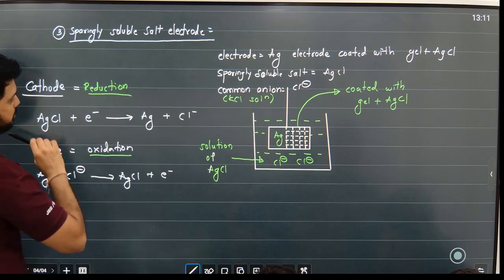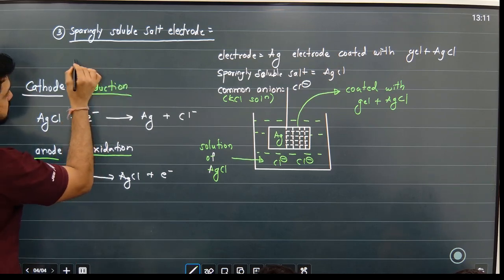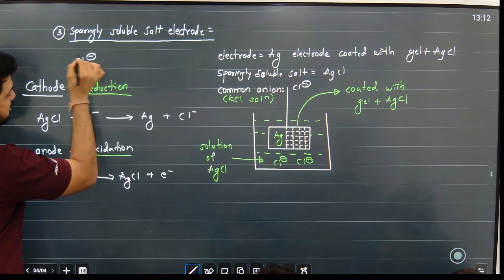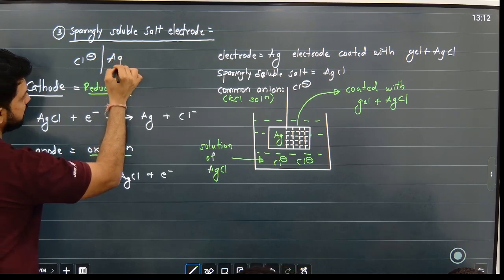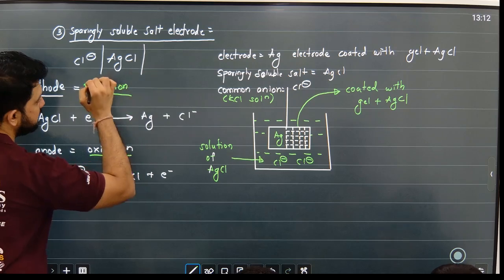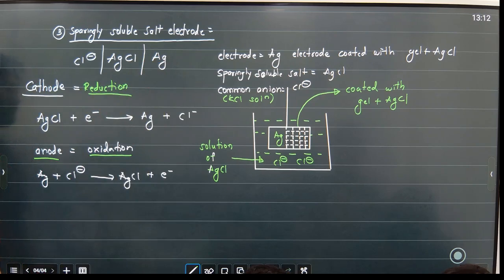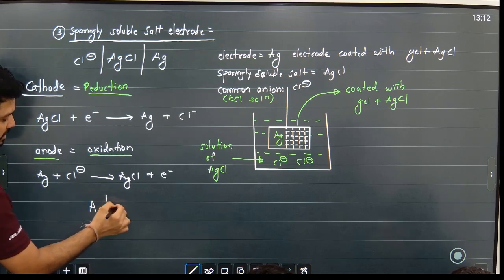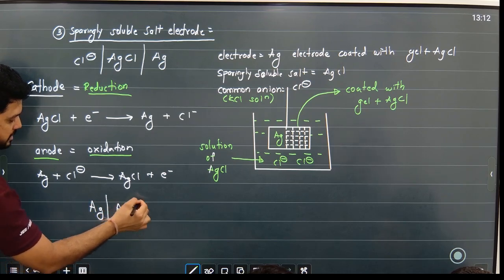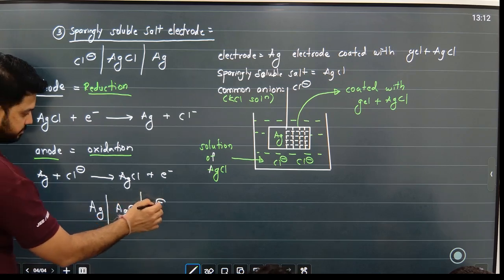Also, what will be the representation? So, we start with which is the common anion? Cl minus. Sparingly soluble salt AgCl, and which is my electrode? Ag. That's the cell representation for cathode. The cell representation for anode will be exactly उल्टा, Ag, then we have AgCl, and then we have Cl minus.